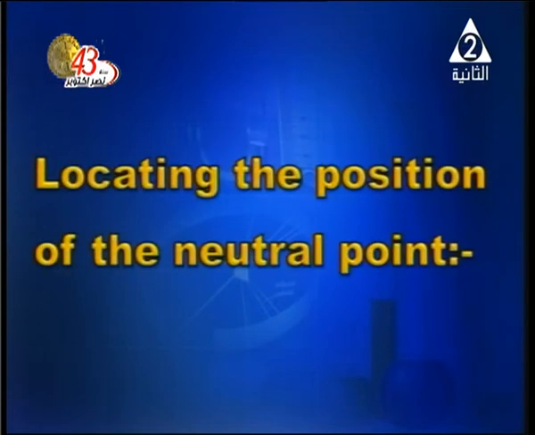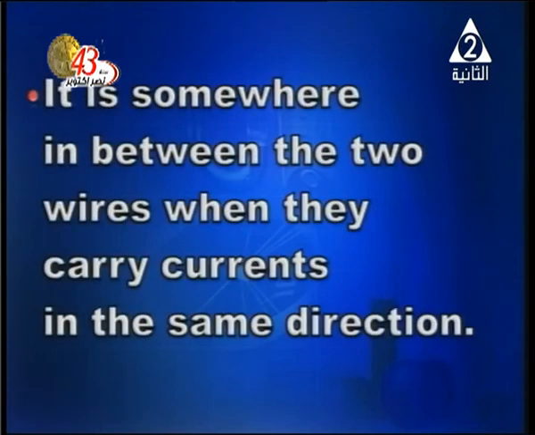And now talking about something very important: how to locate the position of the neutral point. It is somewhere in between the two wires when they carry currents in the same direction. The neutral point is situated where the two fields are in opposite directions. So when the two wires carry currents in the same direction, it will be between the two wires.